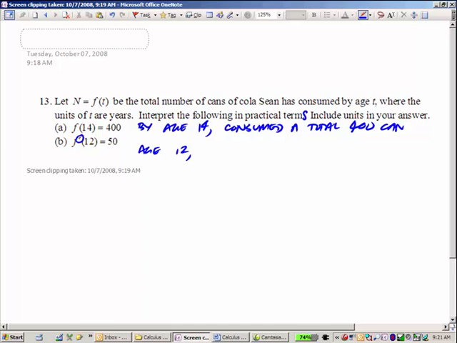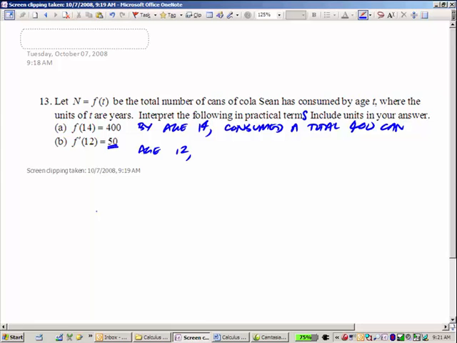Okay. So as soon as you see that, it's a rate of change. So talk to me about what the units of 50 are going to be. It's cans per year, at year 12. All right. So what's happening in his 12th year? David tells us 50 cans per year. I like it better the way I say it. 50 cans per year is what David was trying to say.